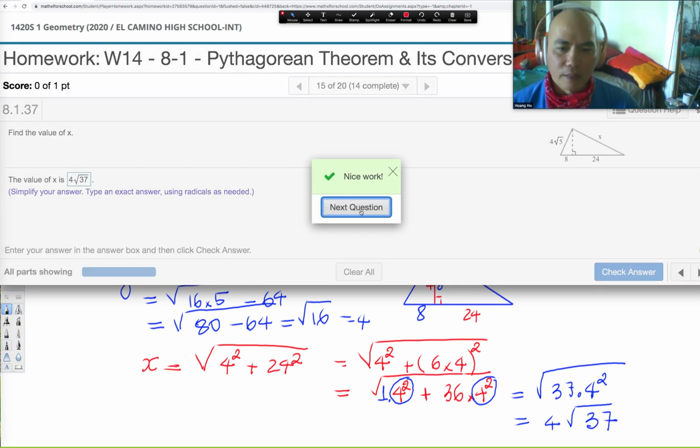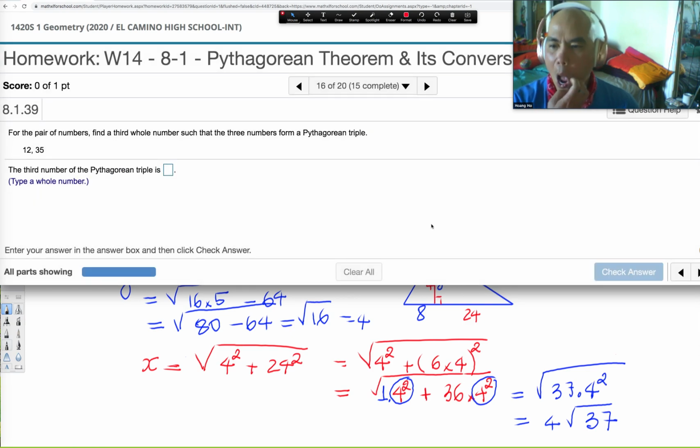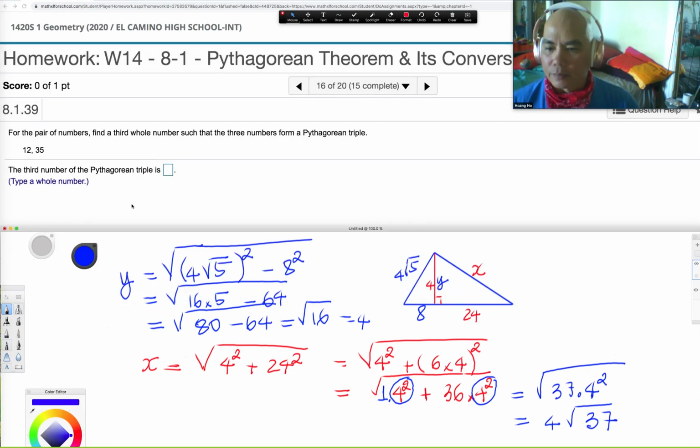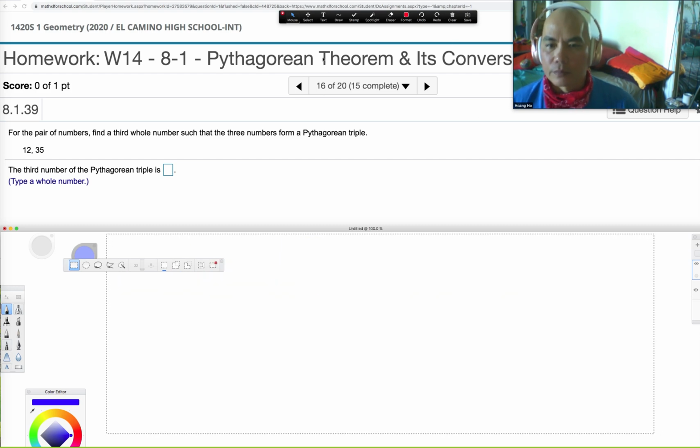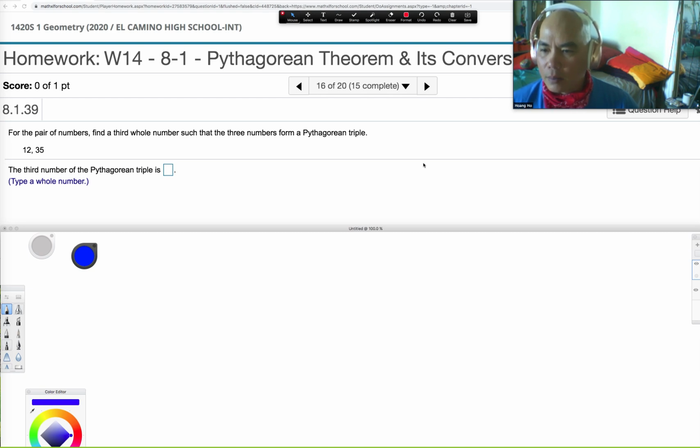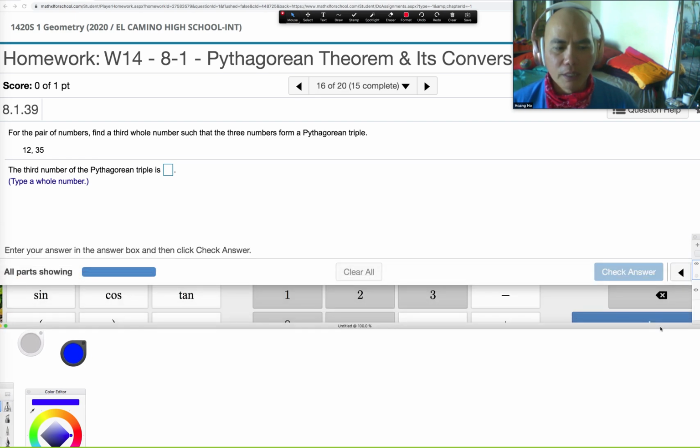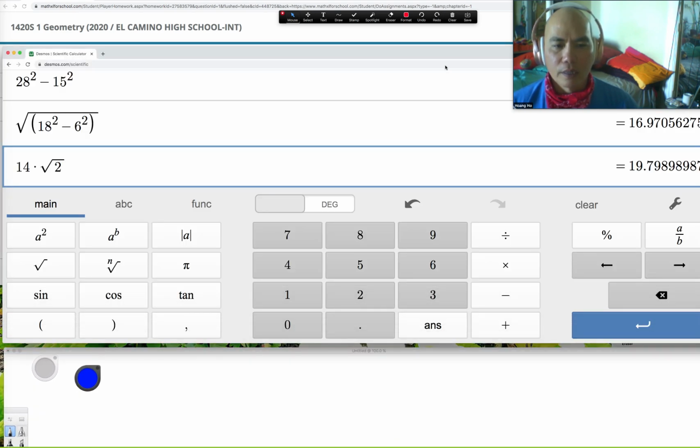Ta-da! All right. Question 16. Okay. So on question 16, for the pair of numbers, find the third whole number such that the 3 numbers form a Pythagorean triple. Okay. So I take my decimal calculator right here.